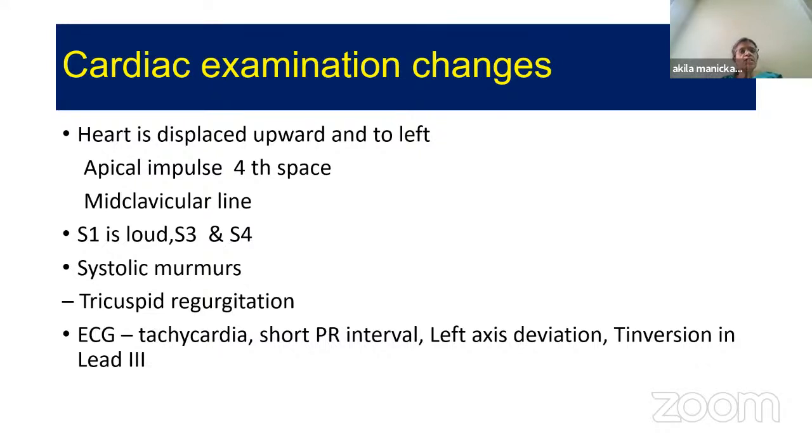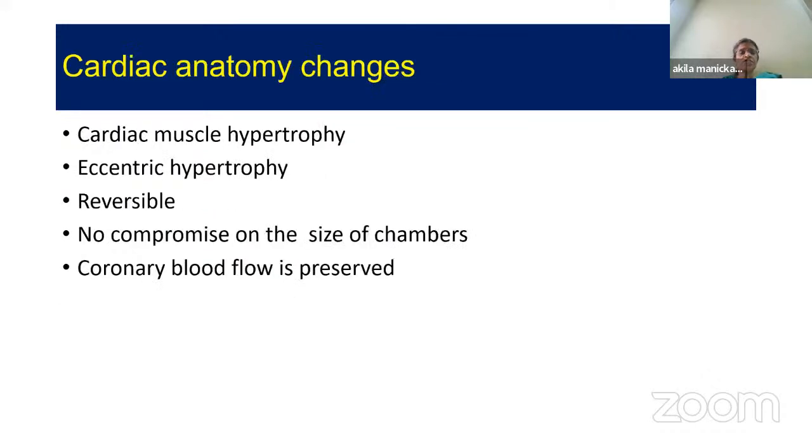Then when you take an ECG on a pregnant patient, definitely it shows sinus tachycardia. There can be a short PR interval. Because of the upward shift of the heart, there can be left axis deviation, and there can be T inversion in lead 3. All these changes are physiological in nature.